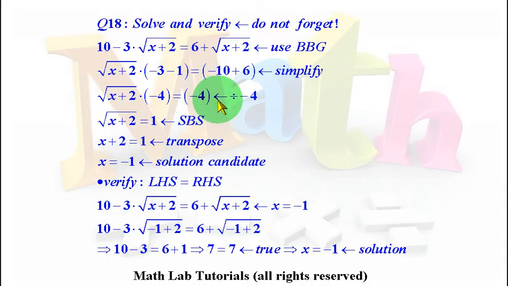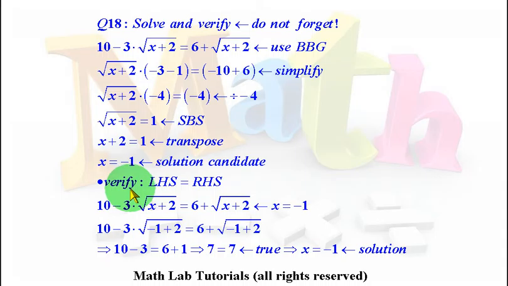And of course, at this stage, we divide both sides by negative 4. When we do that, on the left, we get root x plus 2. There it is. And then negative 4 divided by negative 4 is 1. There it is. And it's time to square both sides. When we square the left, we get x plus 2. When we square the right, we get 1. Now we transpose the 1 over to the right-hand side. And finally, we get x equals negative 1 as our solution candidate.